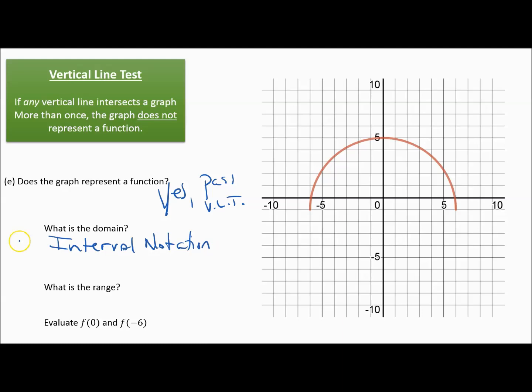And remember, domain are x values. All right, and you're always listing smallest to largest. So what's the smallest x value listed? Well, maybe let's take a look at this.